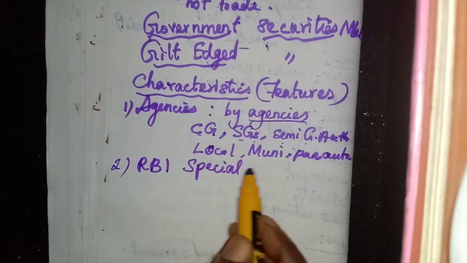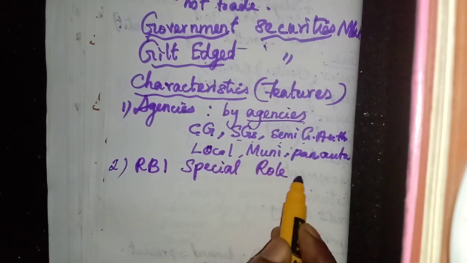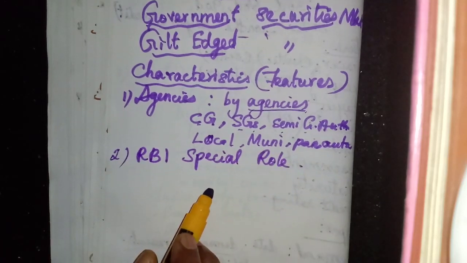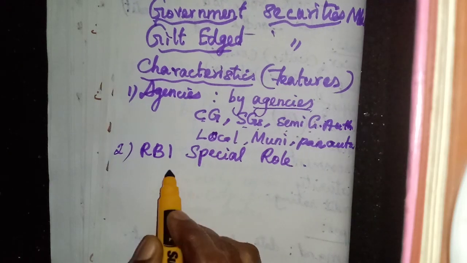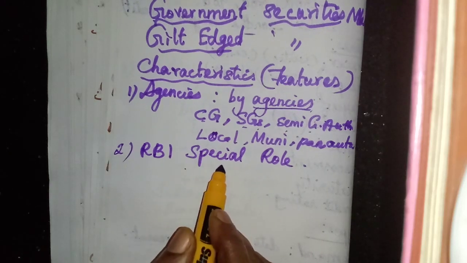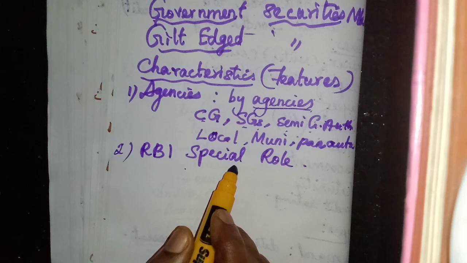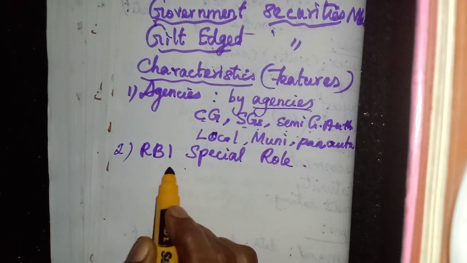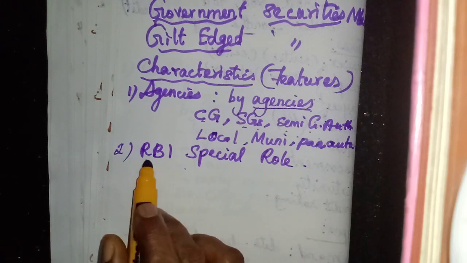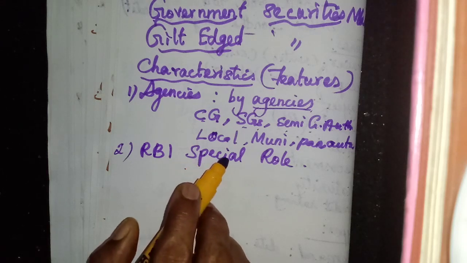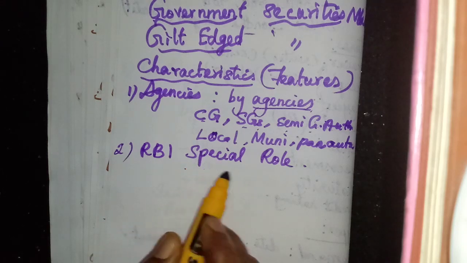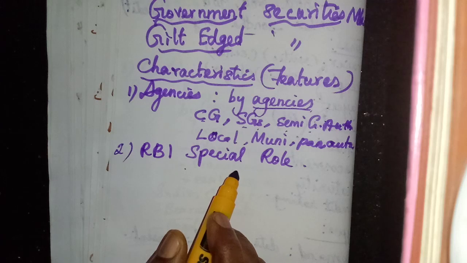RBI special role. Here, RBI only takes active interest in the purchase and sale of these securities. Who is doing this? RBI, the Reserve Bank of India. It takes a special and active role in the purchase and sale of these securities.